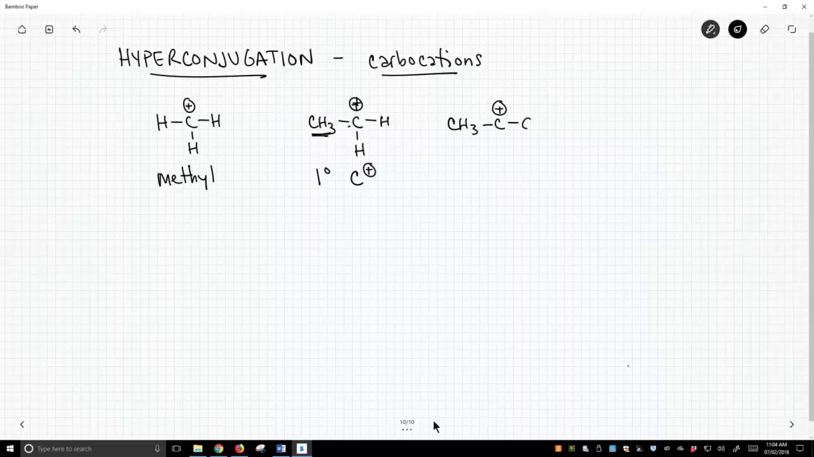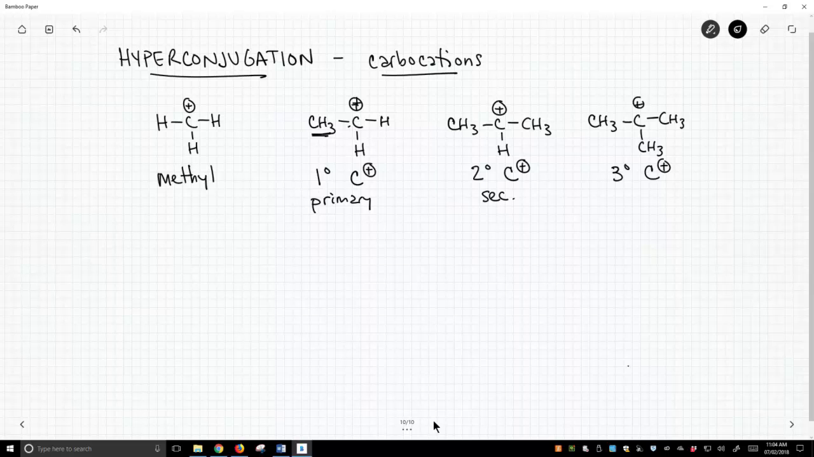Now, if we have two carbon groups dangling off of the carbocation, it is called a secondary carbocation. And then lastly, if we have three groups, which is our max, then this is a tertiary carbocation. They call these primary, secondary, and tertiary. Even though we write one with a degree sign, you don't call them first degree or second degree. They're called primary or secondary, even if you write the number with the degree sign.